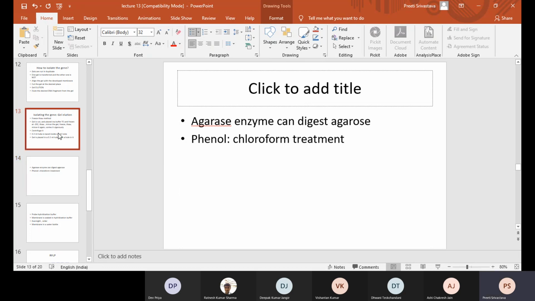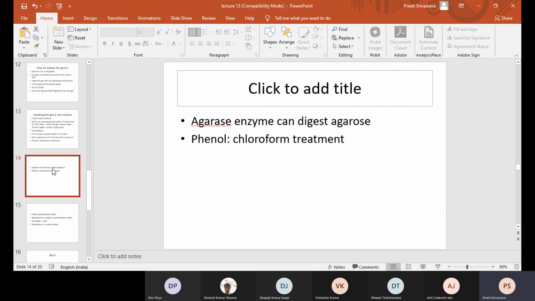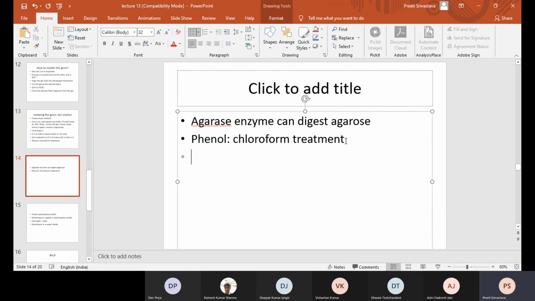In fact, in the first case also, when you have obtained the DNA, and like Ratnesh was asking, if you are worried that agarose is likely to be present, even in traces it is going to inhibit further restriction digestions or further processes. So in this case, you can in fact again treat it with phenol chloroform. The phenol chloroform treatment that I'm mentioning here is going to be exactly the same as the way we did in genomic DNA isolation.